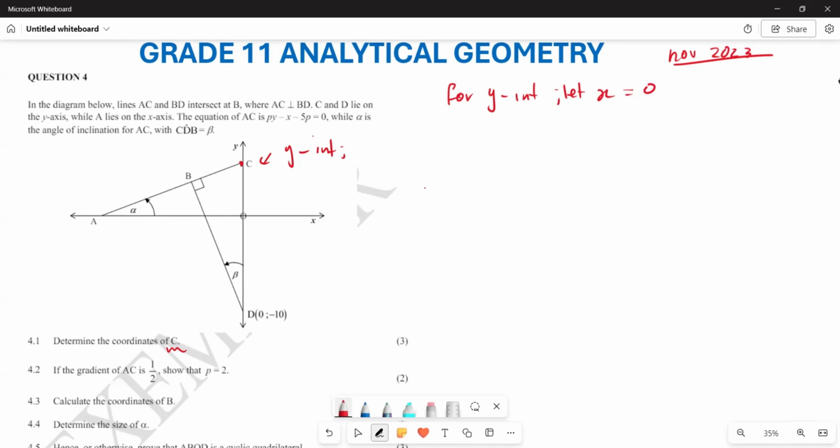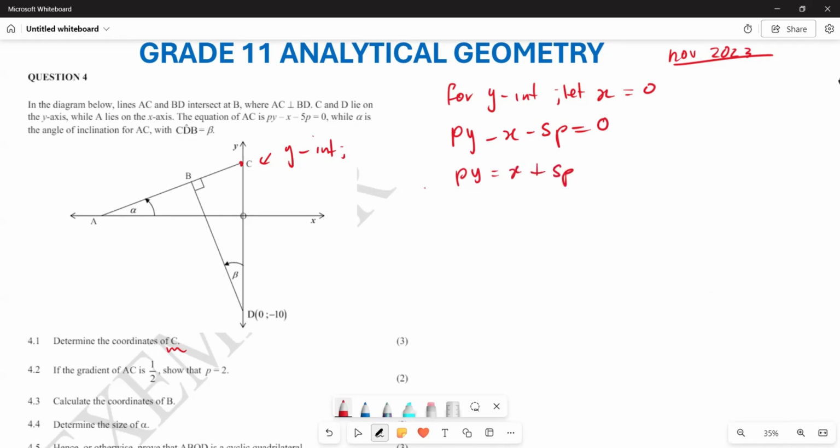Remember, you already have the equation of AC. It is given by py minus x minus 5p equals 0. Now we want to find the y-intercept. Where there is x, you write 0. So this is the same as py equals x plus 5p.